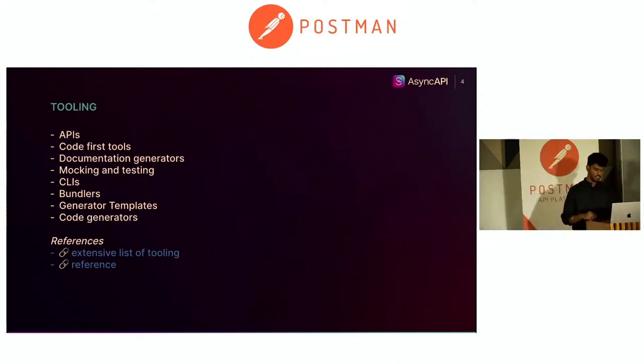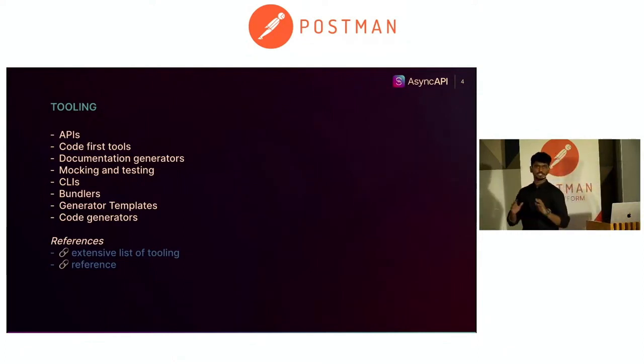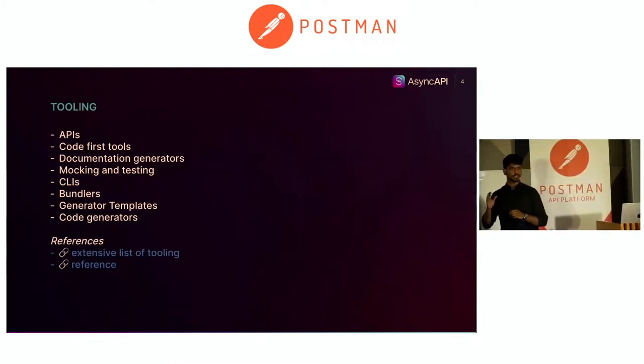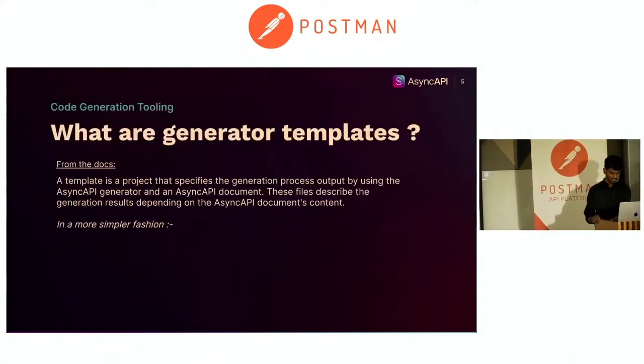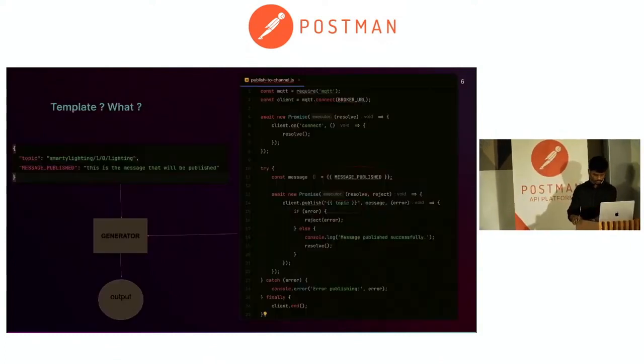So the code generators and generator templates work in such a way that, let's say you have a spec already, you can just run the generator on that specific spec to generate a working Node.js or Golang or Java or Python code, which will right away work with that spec, with all the events, channels, and everything integrated. So I'll just show an example of what a template actually is. We will come to this again.